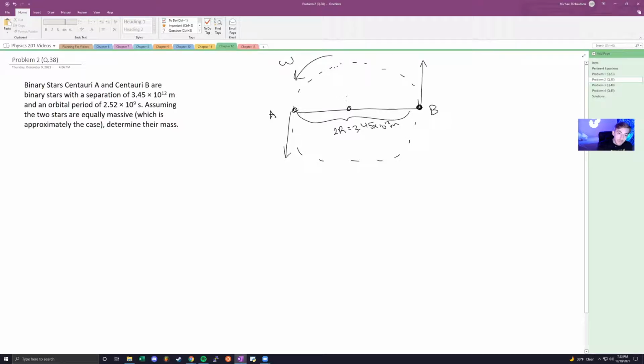Additionally, it's good to note that in the center of this will be our center of mass, the point directly in the center of their circular orbit. Also, we have to assume that this is a circular orbit. So writing out some other pieces of information, we have our 2r is going to be equal to 3.45 times 10 to the 12 meters, meaning that our r value is going to be 1.725 times 10 to the 12 meters. Our period is given to us as 2.52 times 10 to the 9th seconds. And we're also given that the mass of A is equal to the mass of B, which we can just say is equal to our mass. And this is the quantity that we're going to want to solve for.